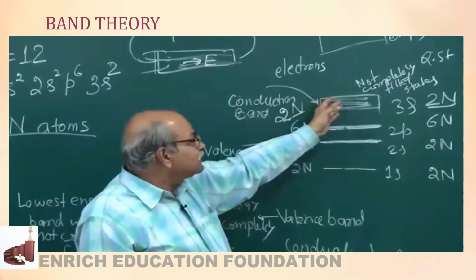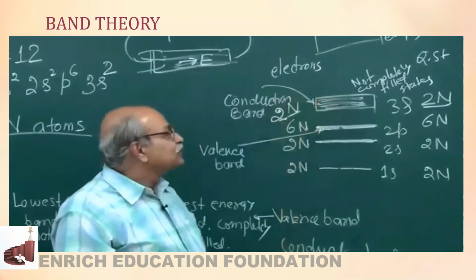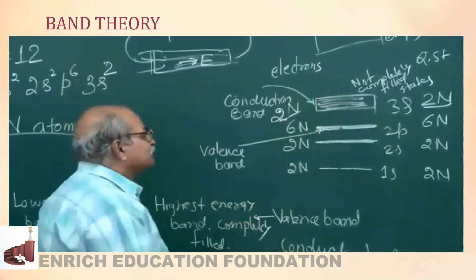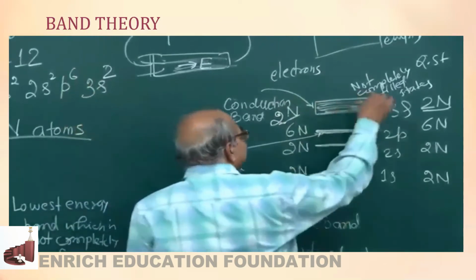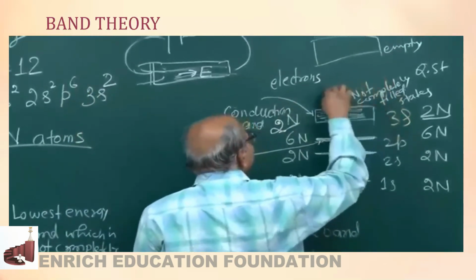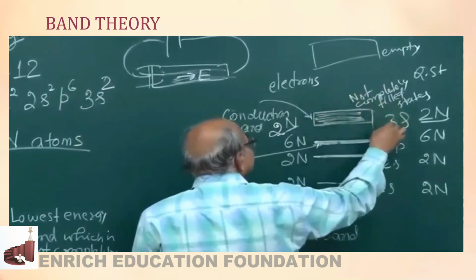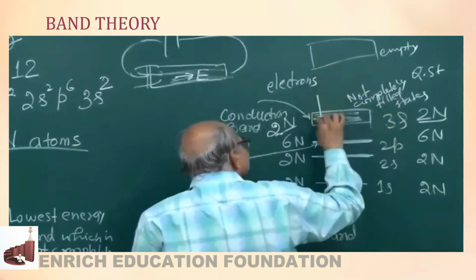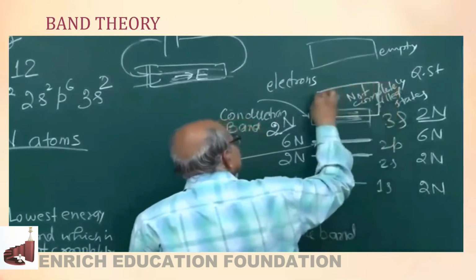So what happens here? For magnesium and in many other conductors, the next 3p state overlaps with this. This is 3s and then next will be 3p, and after spreading 3p goes like this. Suppose this is 3p.